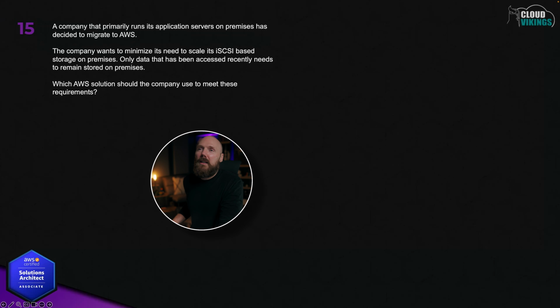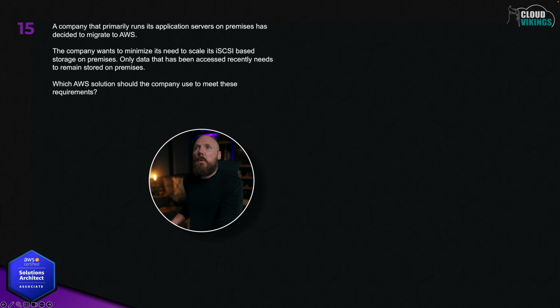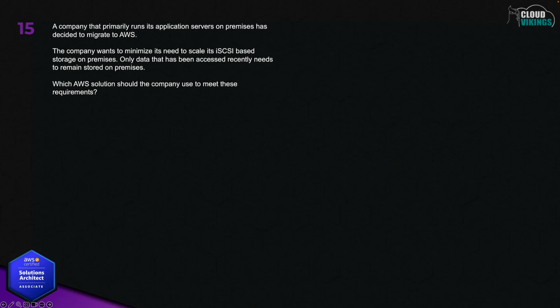Question 15. A company that primarily runs its application services on premises has decided to migrate to AWS. The company wants to minimize its need to scale its iSCSI-based storage on premises. Only data that has been accessed recently needs to remain stored on premises. Which AWS solution should the company use to meet these requirements?